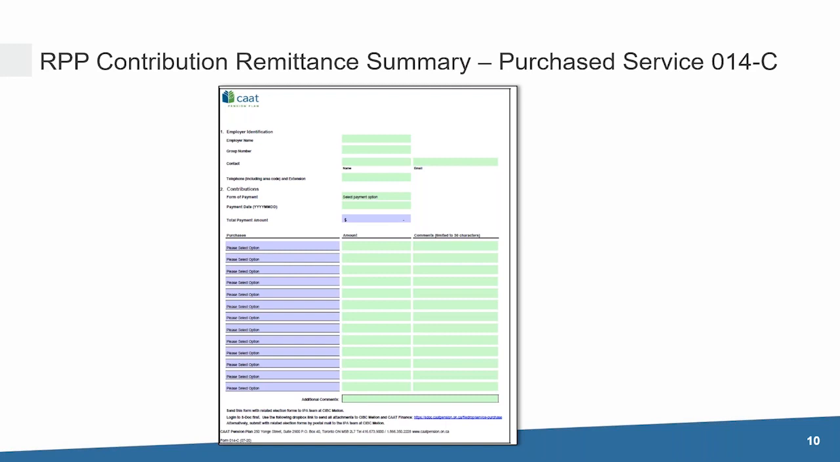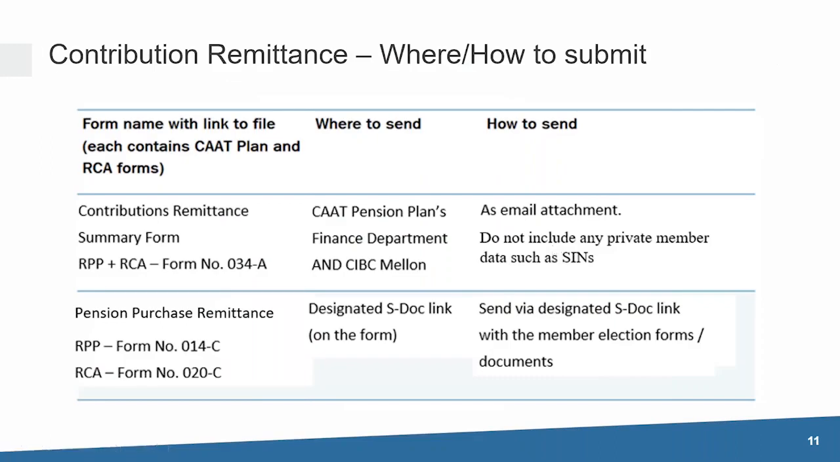Also, we advise that you retrieve the most relevant contribution remittance form from our website at the time when you prepare each remittance. This will ensure that the most current version of the remittance form is being used. This next slide summarizes where and how to send each remittance form. This table, along with additional contribution remittance information, can be found on our website within our employer manual.